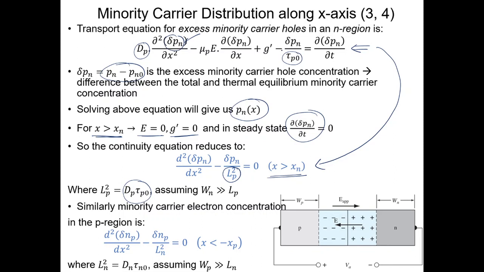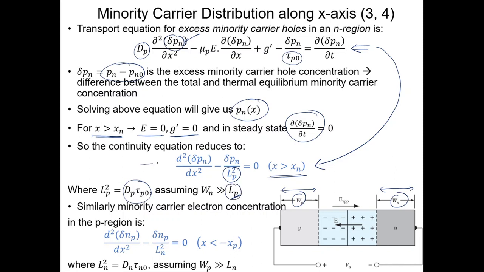So the product of this is written as Lp square, and if the neutral region dimensions are called Wn and Wp, and if Wn and Wp are much smaller than Lp or Ln, then rather than using Lp or Ln, you have to use Wp and Wn. In this case, the assumption is that this neutral region length is much greater than the diffusion length Lp.